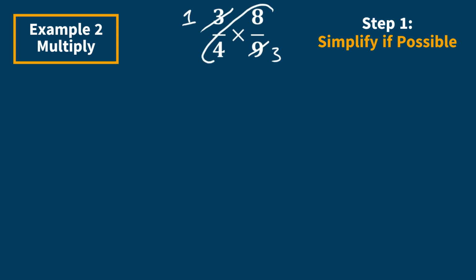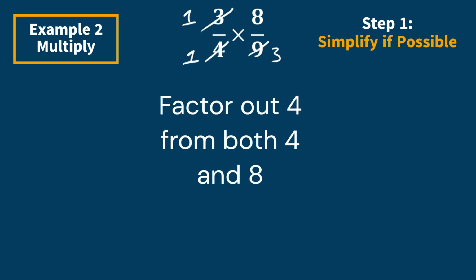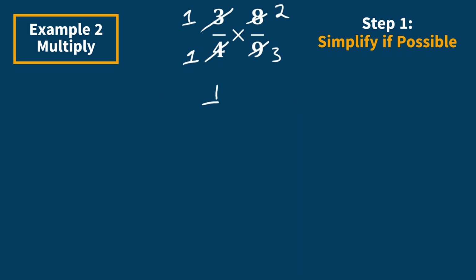Now, let's look at this diagonal here. So, we have a 4 and an 8. The greatest factor between those is a 4. 4 can go into 4 one time, and 4 can go into 8 2 times. So now we have our new fractions here. So it's 1 times 1 times 2 over 3.